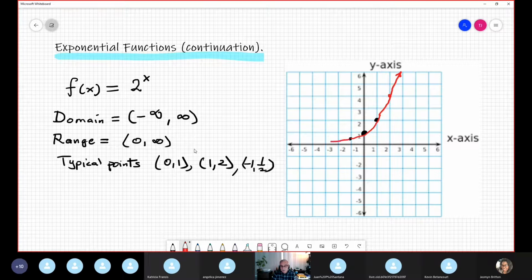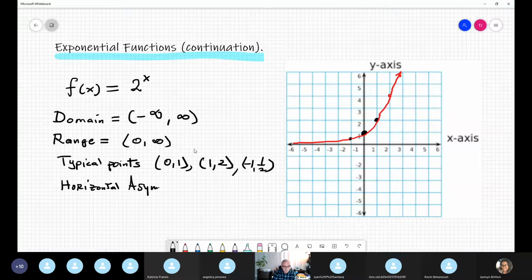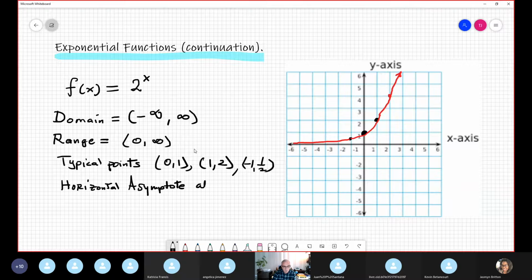That is the reason why this exponential is called a growth exponential, because it's increasing. And one more important thing: any graph of the exponential function contains a horizontal asymptote at y equals 0, like this. Horizontal asymptote at y equals 0. It's a classic.